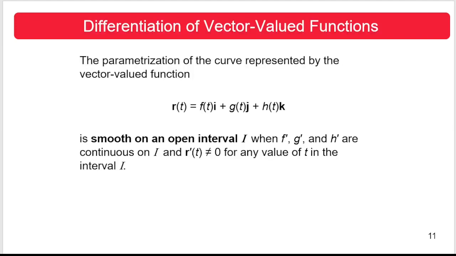Okay, another definition. The parametrization of the curve represented by the vector valued function r of t equals f of t i plus g of t j plus h of t k is smooth on an open interval I when f prime, g prime, and h prime are continuous on interval I and r prime of t is not equal to 0 for any value of t in the interval I.